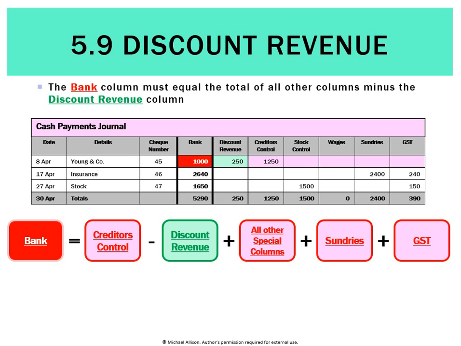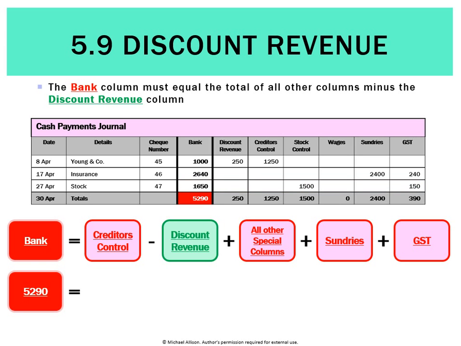So looking at some individual transactions, on the 8th of April, we've got the bank column of 1,000. Looks like we've paid a creditor. That's $250 discount was received, and creditors have gone down $12.50. So bank is equal to creditors less discount. The insurance, the bank there is equal to the sundries plus the GST column. And the stock there, we've bought stock, so the $16.50 in bank is equal to stock plus the GST column.